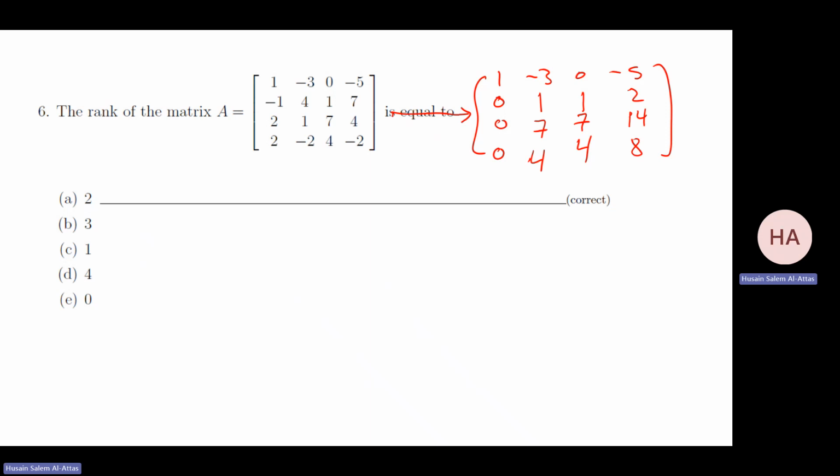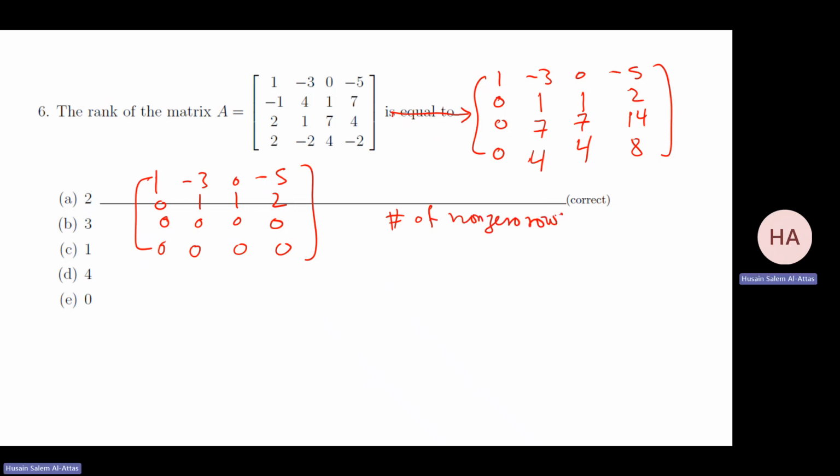Now divide by, no need to divide anything. 1, -3, 0, -5. This is 0, 1, 1, 2. So I multiply the second row by minus 7 and add. That will be 0, 0, 0, 0. Multiply the second row by minus 4 and add to the fourth row. I have 0, 0, 0, 0. That's it. So these are the number of non-zero rows. Because this is now echelon form, it is 2. So the rank is 2, or the number of leading variables. So the number of non-zeros, I think, is very clear. That will be 2.